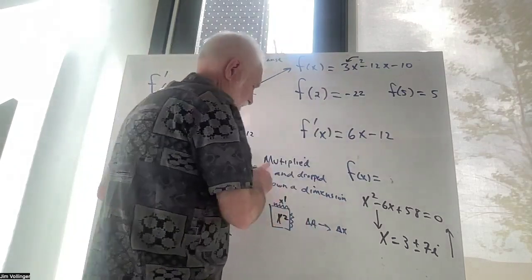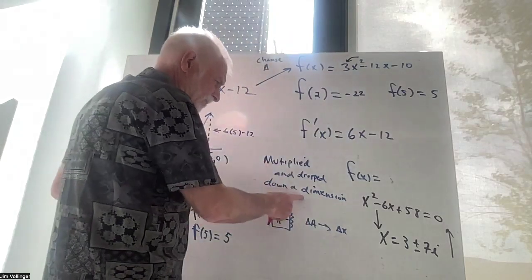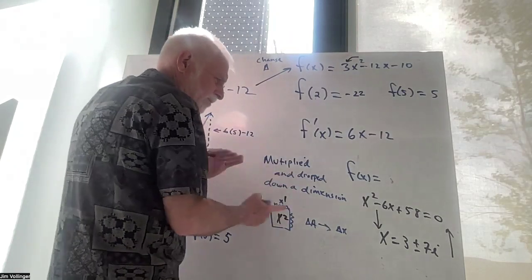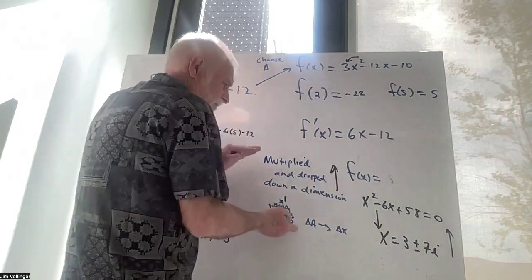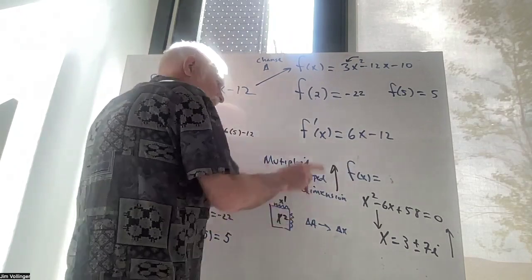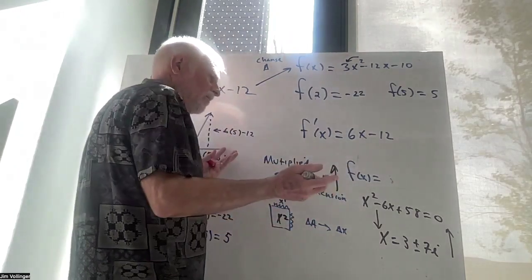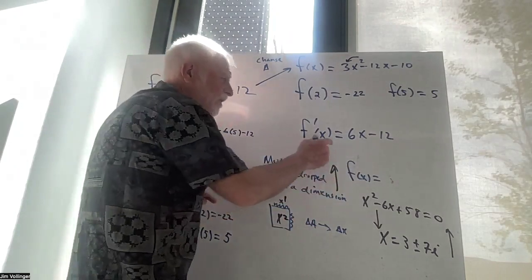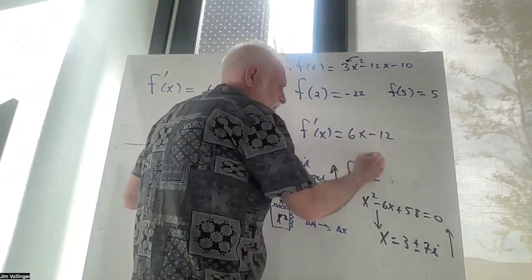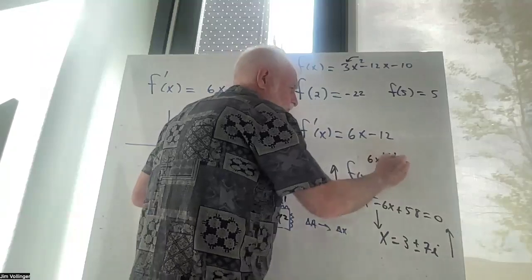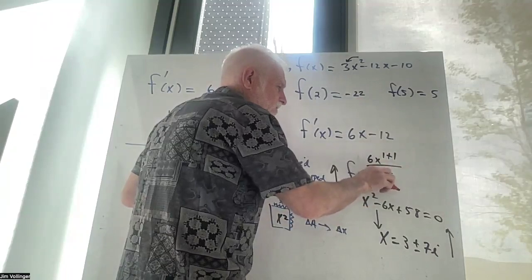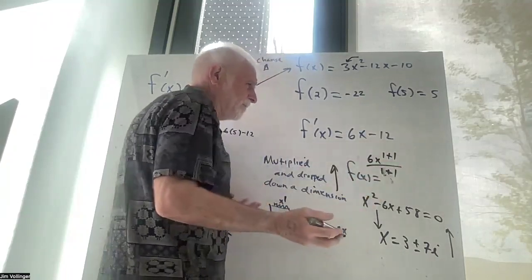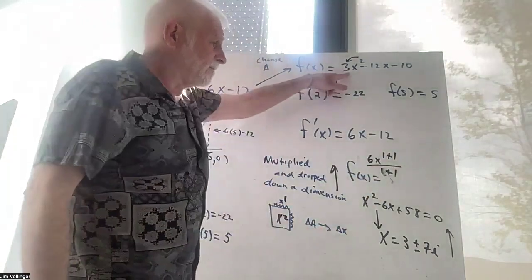So if I multiplied and dropped down a dimension, multiplied and subtracted a dimension, then what's the other direction? Well, adding. Instead of dropping down one, we add one. Instead of multiplying, we divide by our new number. So let's do that. This is x to the 1. Let's add 1 to it. Let's go up 1 and then divide by that. I'll write 1 plus 1. You tell me what you think. I think you get that.